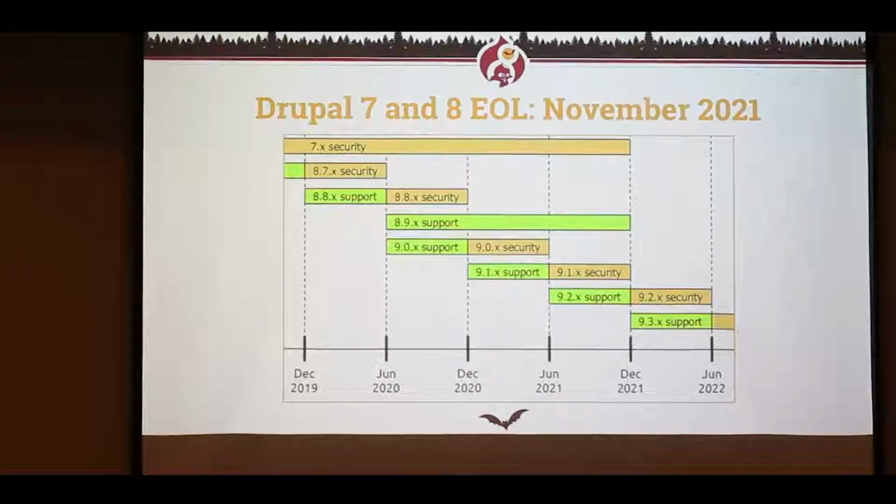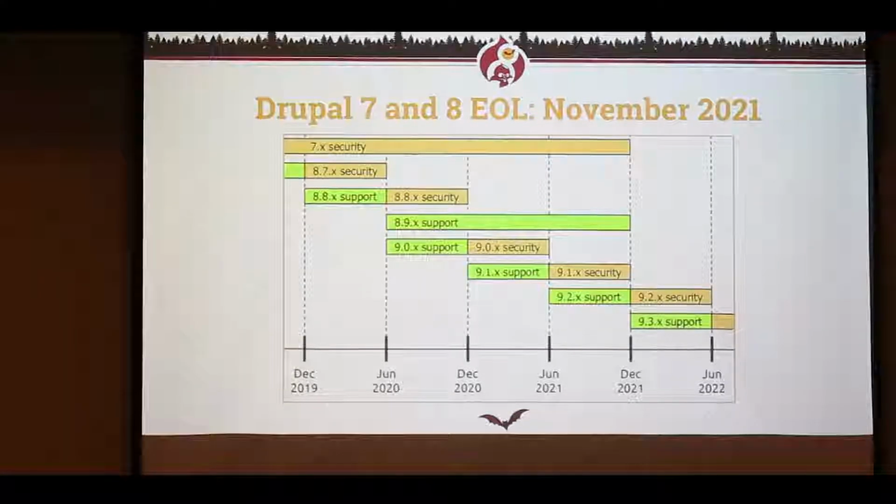Since Drupal 9 is basically just a continuation of the Drupal 8 series, Drupal 8's end of life is actually the same date, November 2021. That's when Symfony 3, the major version of Symfony currently used by Drupal core, reaches its end of life.